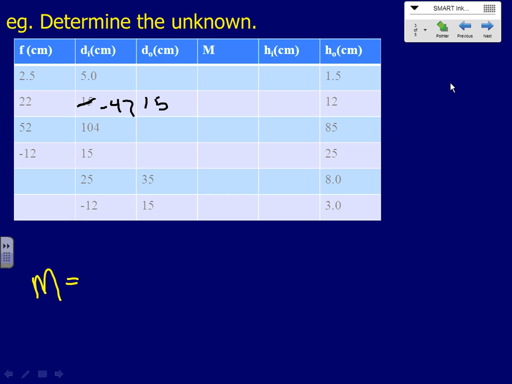Let's get the magnification. Magnification is, what are we doing for magnification? It is hi over ho, but I don't have the hi still. Negative di over do. Negative di over do. And what do we got here? Negative, what is di? Negative 47 over do 15. Notice the 2 negatives.